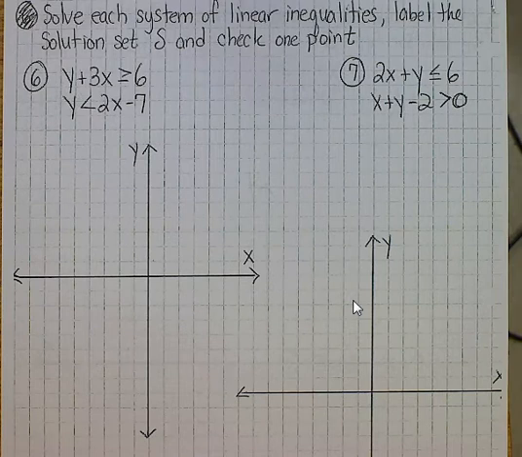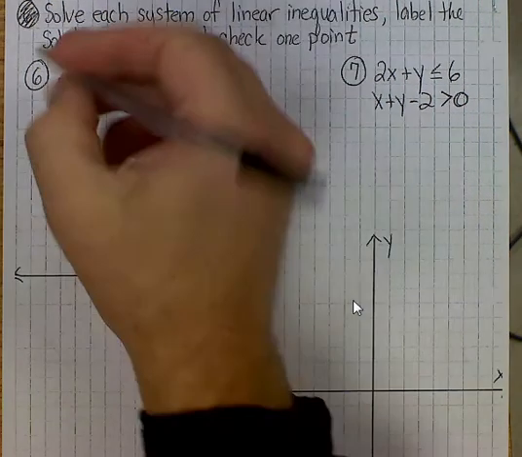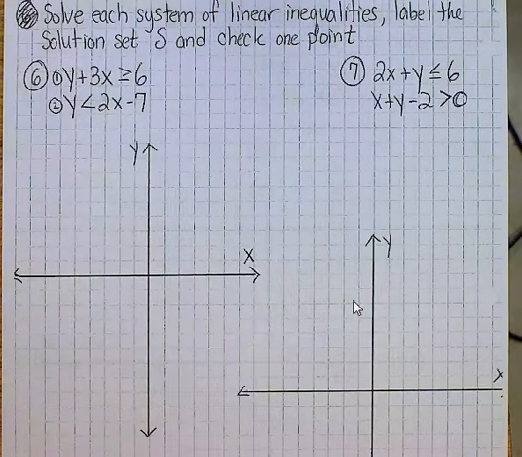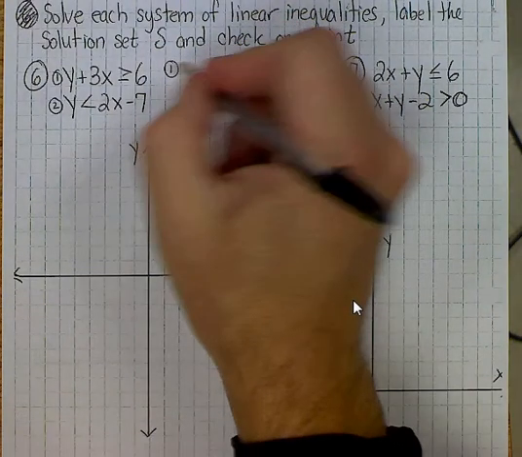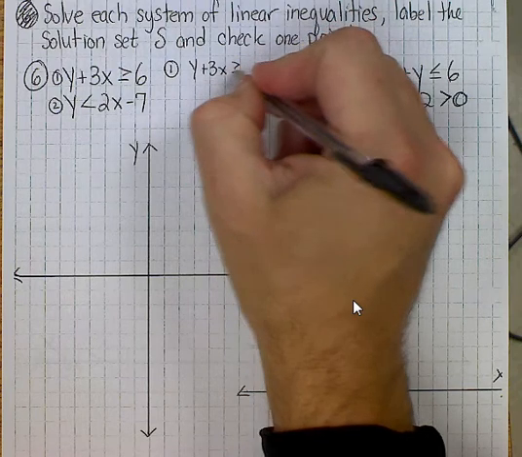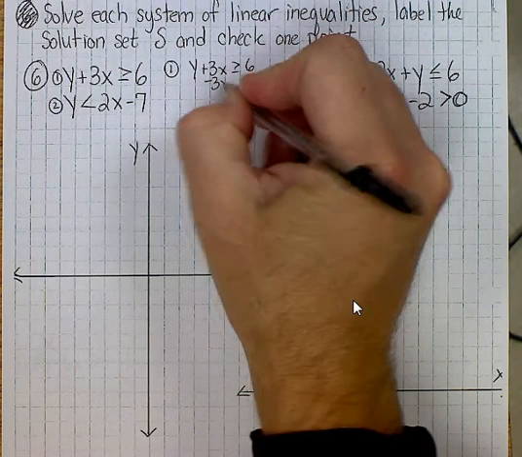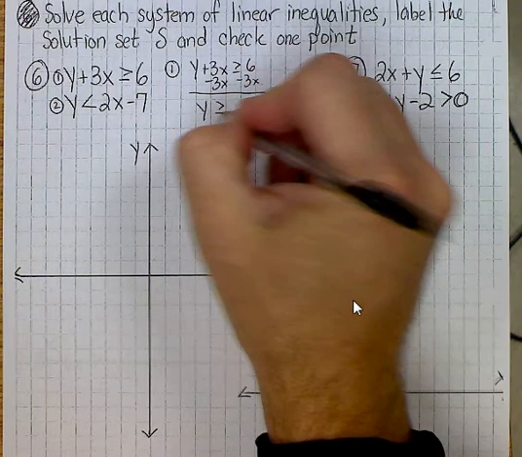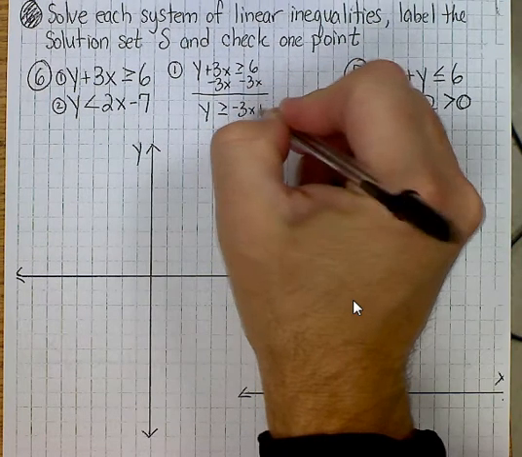Okay, in this first question, we're solving two linear inequalities graphically. Here's my equation number one, and here's my equation number two. With equation number one, we just have to get y by itself. So watch the steps involved to do that. I'm going to subtract 3x from both sides, and I'm going to get the equation y is greater than or equal to negative 3x plus 6.